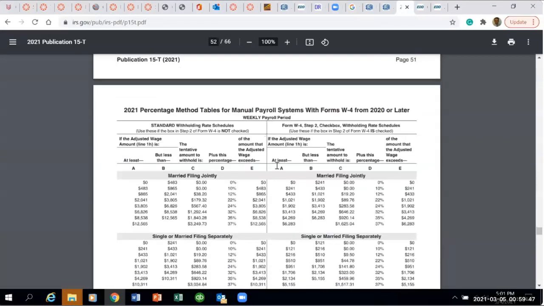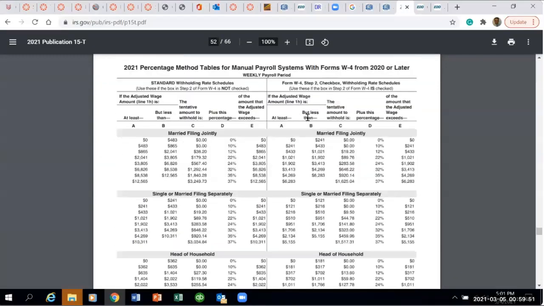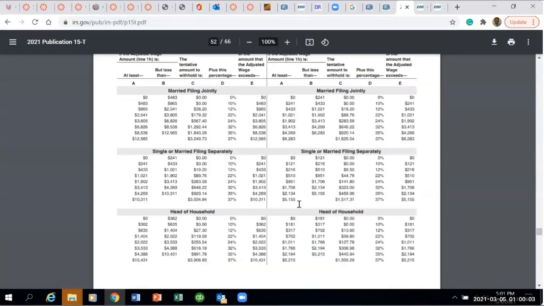Single weekly. Okay, so weekly single, and that will become 1,000.